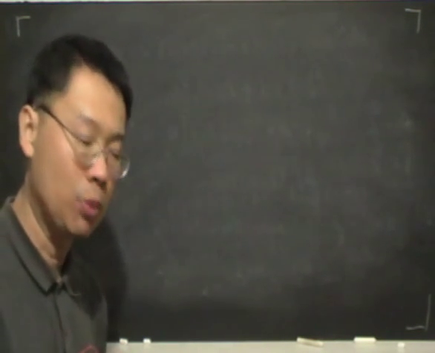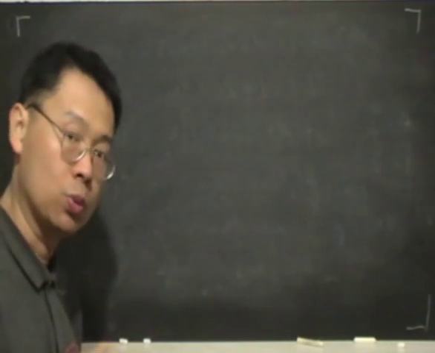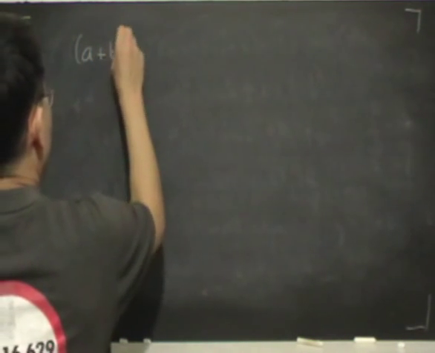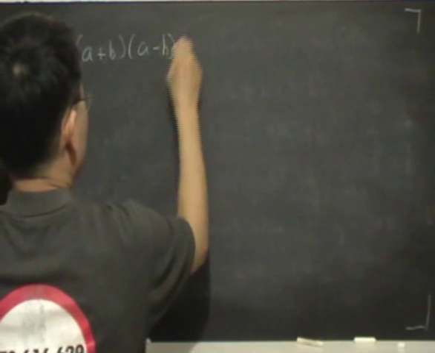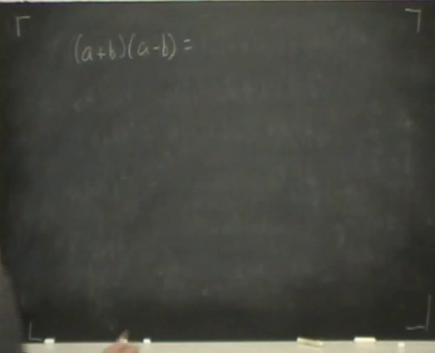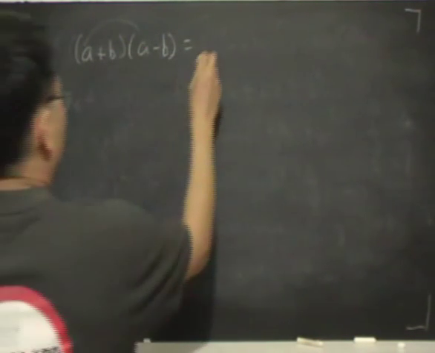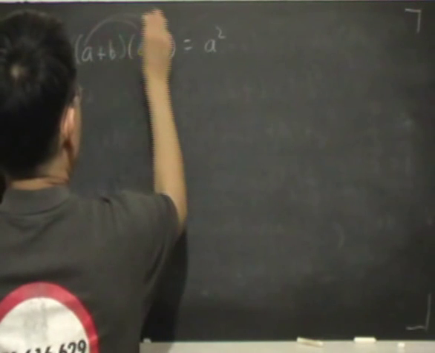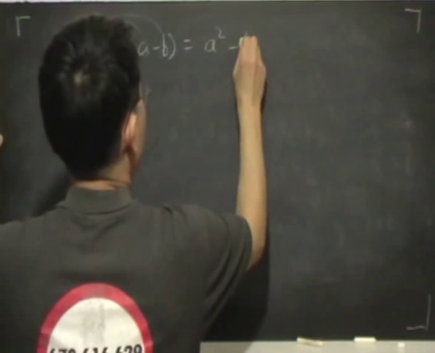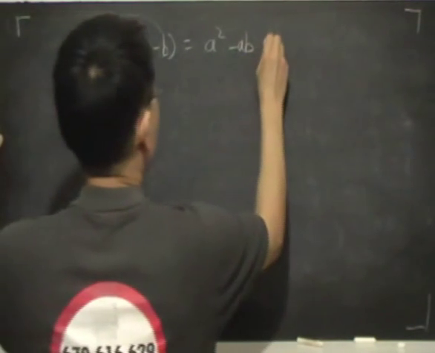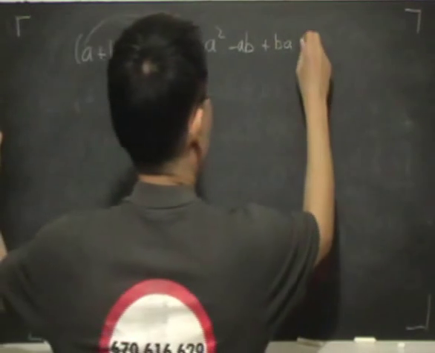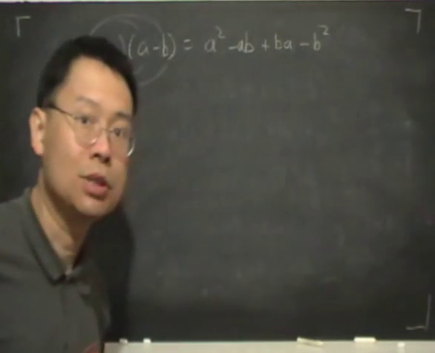We'll look at one more similar expression which is also quite useful. A plus B times A minus B. Now let's remove the brackets and see what this looks like. A times A is A squared. A times minus B is minus AB. B times A is BA, and B times minus B is minus B squared.